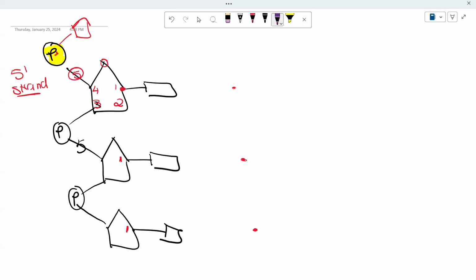Let me change color. And I'm going to draw an anti-parallel strand that is looking downwards in the opposite direction. How do we do that? I'm going to draw an inverted sugar. An inverted sugar. Now, what was the importance of those dots?